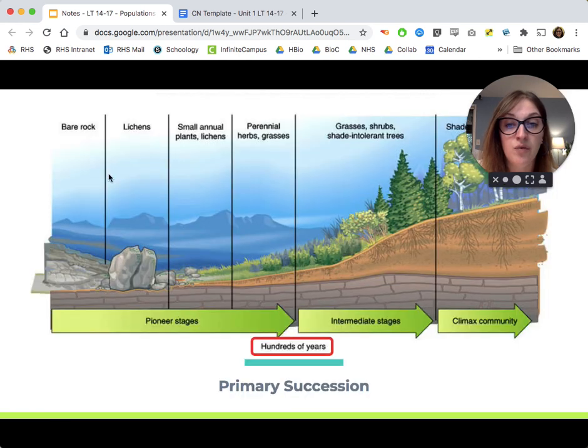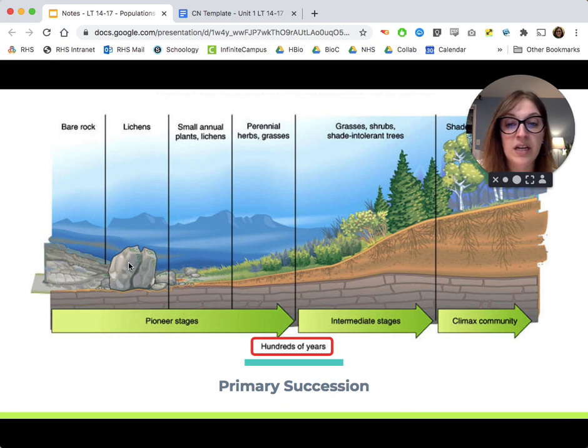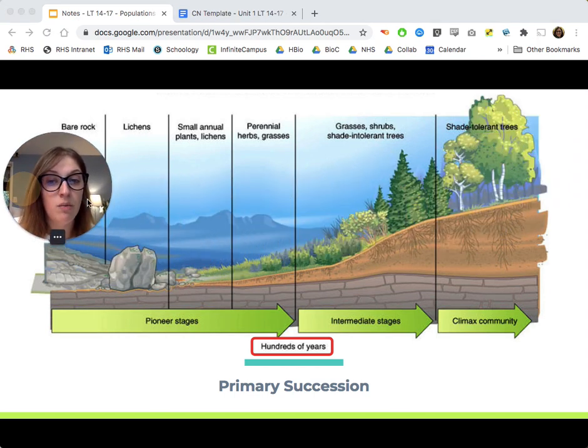If we take a look at this process of primary succession, we start with bare rock. We have lichens that are slowly degrading that rock, forming soil. Then we have small annual plants, more lichens still. Then we can have grasses, because there's at least a shallow soil depth here to provide habitat for those perennial grasses and herbs. And then we've got grasses, shrubs, shade-intolerant trees, and then eventually you get to what we call the climax community. So these are shade-tolerant trees. And so the biodiversity potential continues to increase as this primary succession process takes place.